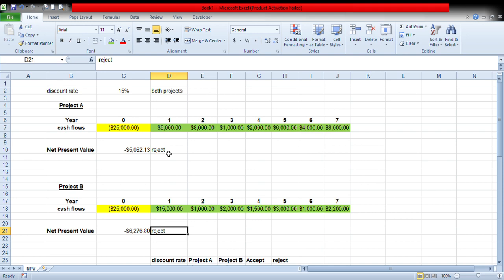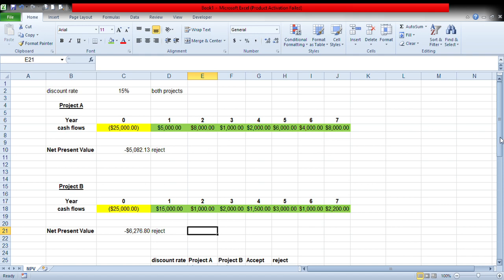But the problem here is the discount rate. One more thing I'd like to tell you here is that there is an inverse relationship between net present value and discount rate. If your discount rate is increasing, your net present value is decreasing. Understand? If your discount rate is decreasing, your net present value is increasing.